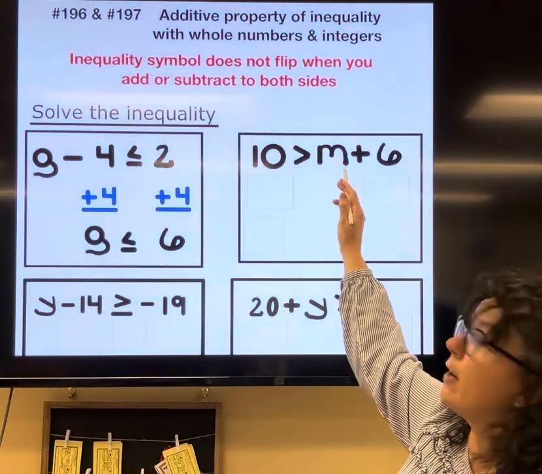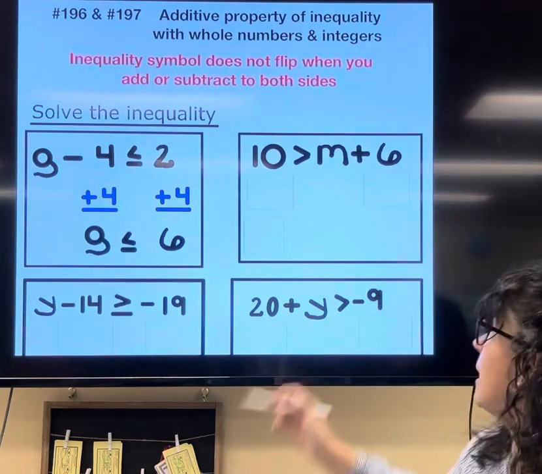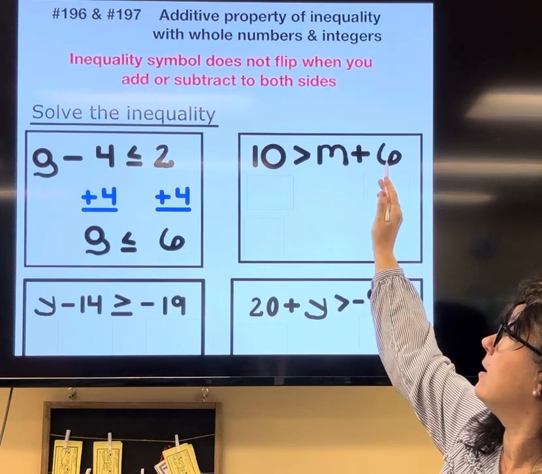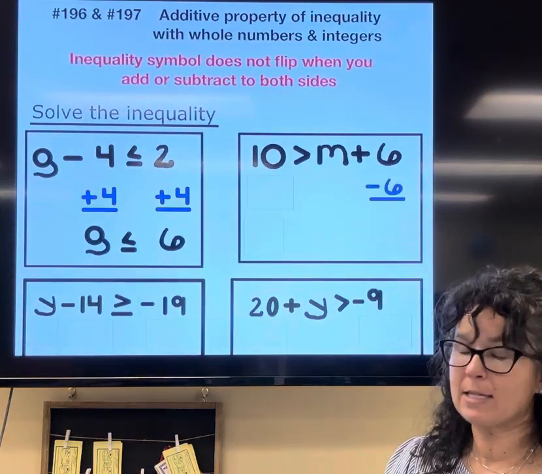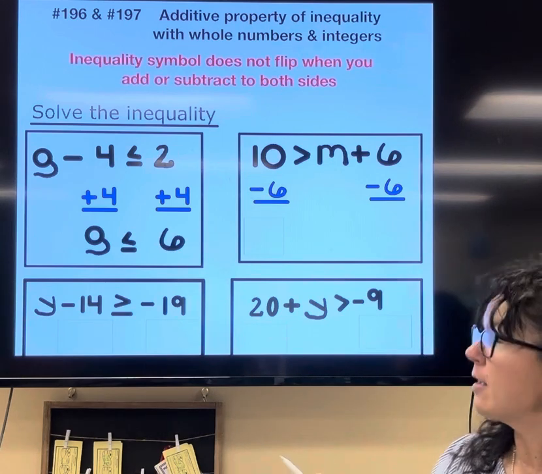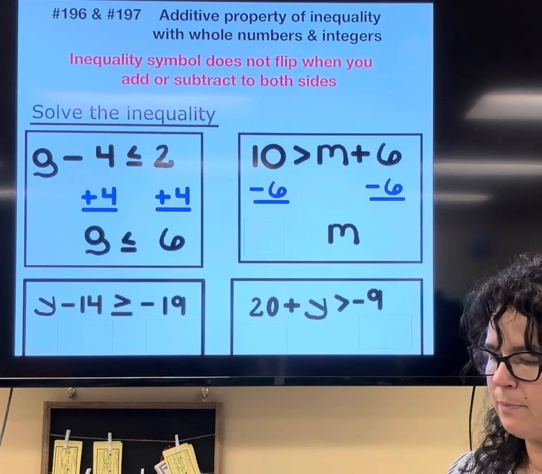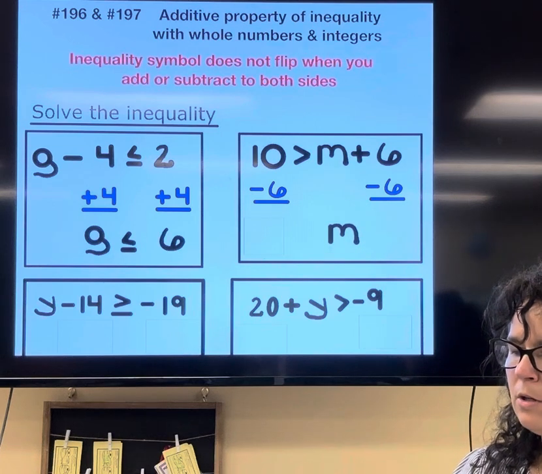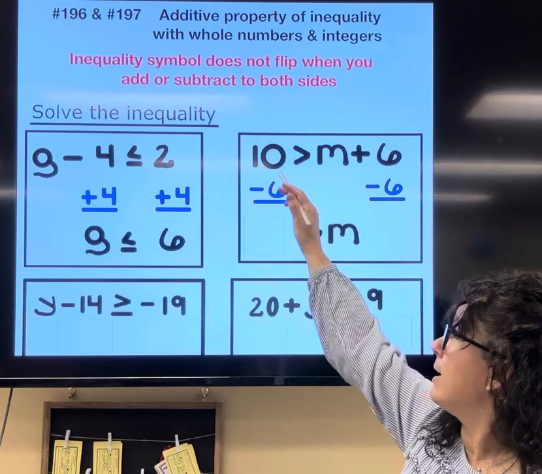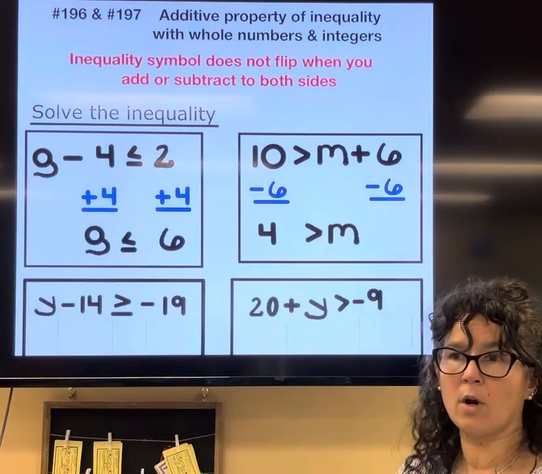All right, so here if I want to get the m by itself, what's preventing the m from being by itself is this add 6. It's on the same side. So to get rid of add 6, I'm going to subtract 6. What I do to one side, I do to the other. The m is now going to be by itself, so I'm going to bring that down. This symbol, remember, it just goes straight down as well. And then 10 minus 6 is equal to 4.